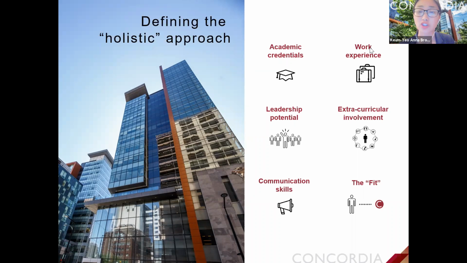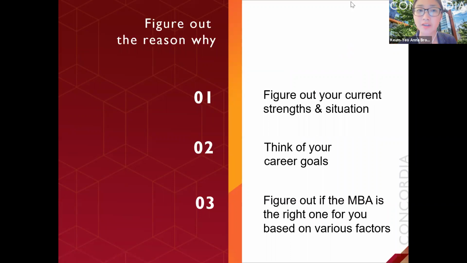So we'll be looking at your academic credentials. We'll be looking at your work experience. We'll be looking at any extracurriculars that you've had. Of course, ways for us to assess your leadership potential, and of course, communication skills. And finally, what we like to call the fit. So not only how great you are for the school, but also how great the school can be for your career goals, for your objectives. So I'm going to go over some of these and see if we can help you prepare for the application.